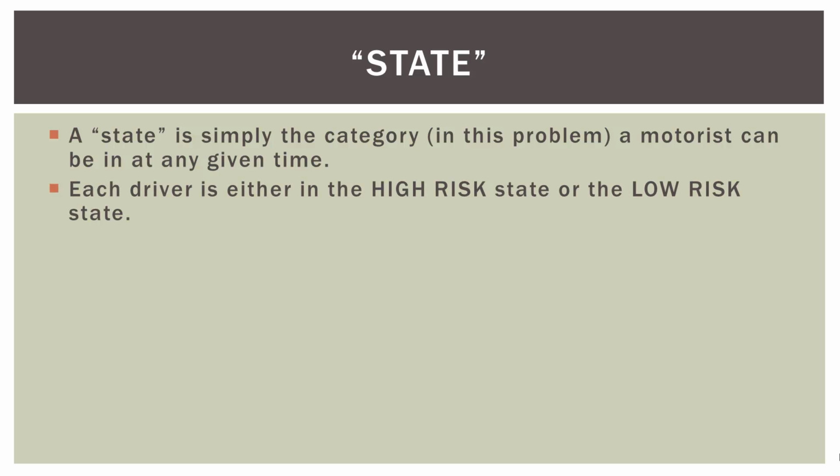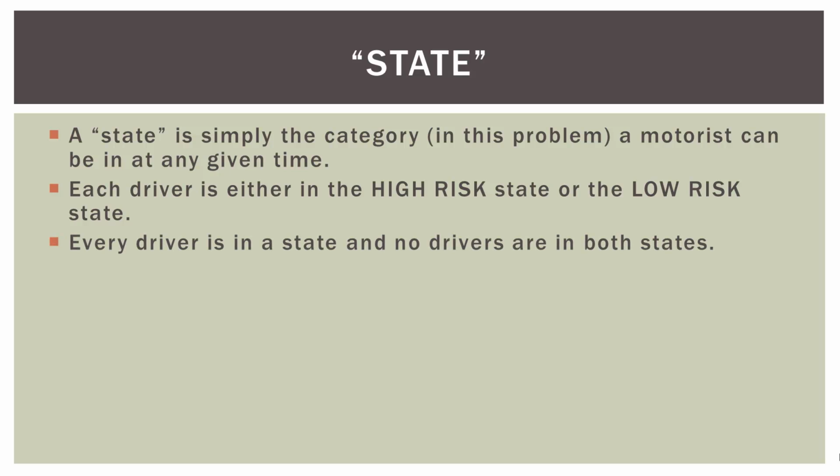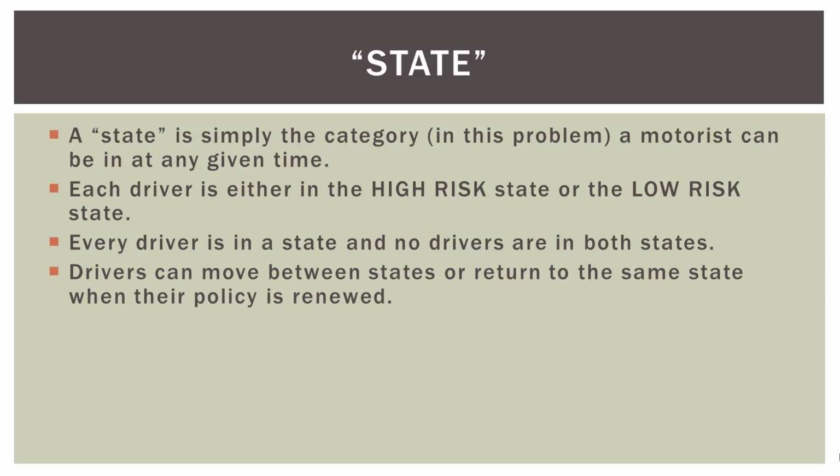Now each driver is either in the high-risk state or the low-risk state. Every driver is in a state and no drivers are in both states. So every driver has to be either high risk or low risk based on their previous 12 months driving behavior. And of course, a driver cannot be in both states. They're mutually exclusive.